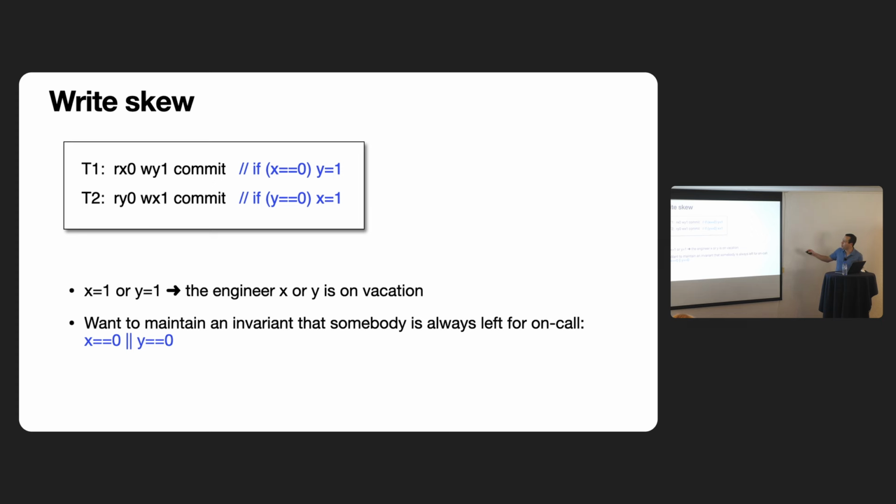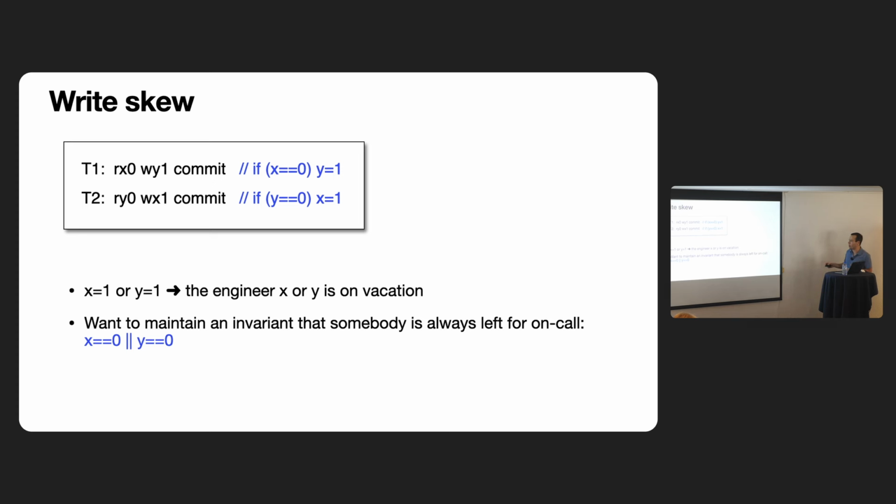And here we have code where there are two transactions, they arise from the same piece of code. We want to send Y on vacation. So what we do is we check if X is available. And if X is available, we say, well, then Y can go on vacation, right? That's all right. And the other piece of code does a symmetric thing. We want to send X on vacation, and we say, well, if Y is available, then X can go on vacation, right? So these two engineers submit requests saying, I want to go on vacation. The system checks, is the other guy available? If so, okay, fine, you can go on vacation.